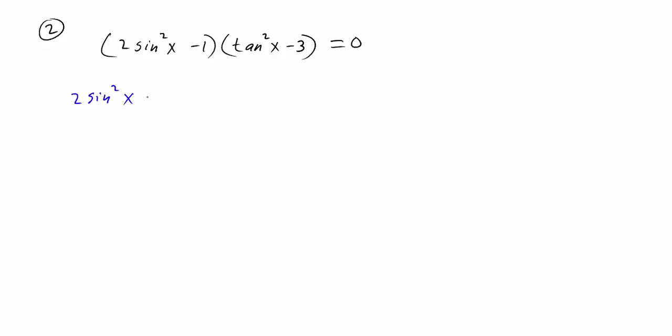All right, the next example, we have 2 sine squared of x minus 1 multiplied by the tangent squared of x minus 3, and all of this is equal to 0. And you probably guessed it here, this is already in our factored form, so once again we can simply take each one of these equations, or each factor rather, and set each factor equal to 0.